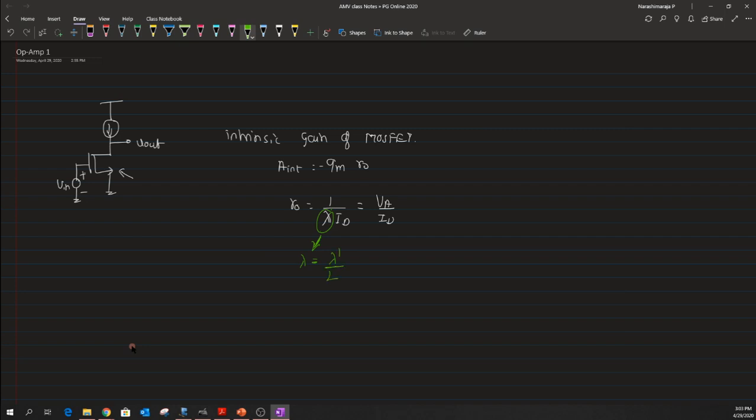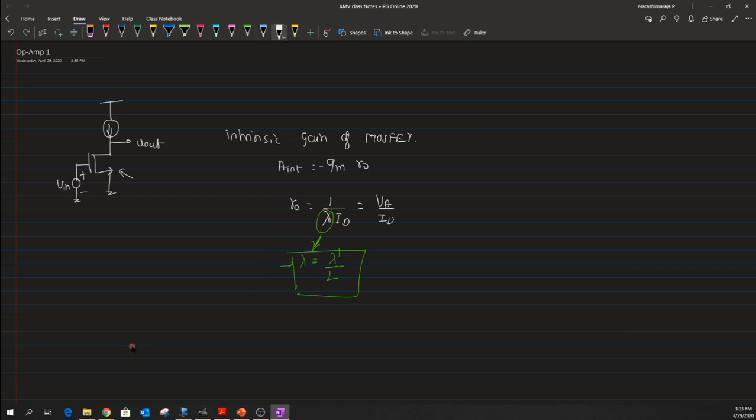This is a much more important quantity, where lambda prime is a technology independent parameter, whereas lambda is specific to a particular technology. Whatever we have written as lambda prime is not specific to any technology, it is a technology independent parameter, so people generally try to mention it in this way.